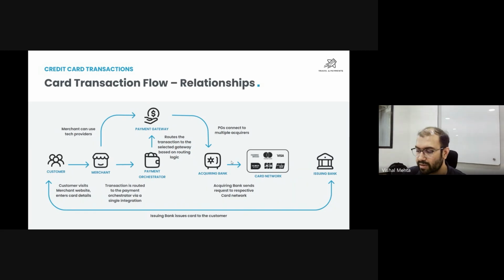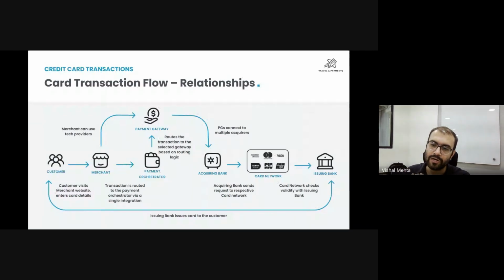The acquirer will send the transaction to the card network. Acquirer has special capabilities to work with the card networks and route the transaction to the right card network, whether it's Amex, MasterCard, Visa, Discover, etc. And of course, the card network will identify what is the issuing bank, and based on that, take it forward.